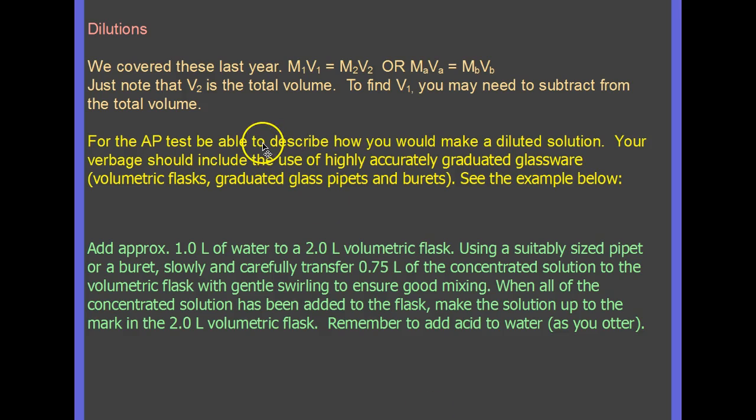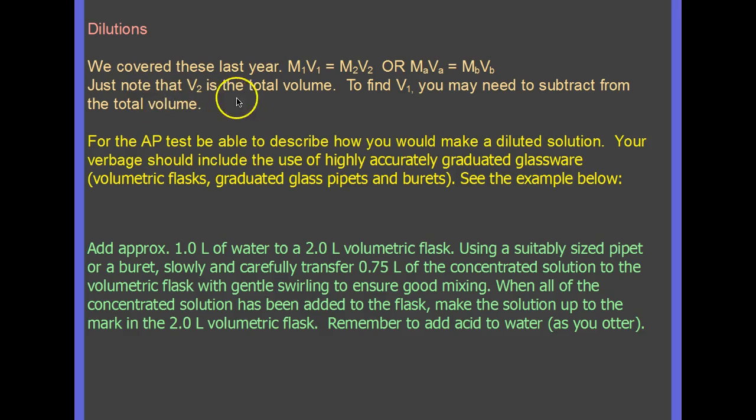Dilutions. We covered these last year if you were in first year chemistry. M1V1 is M2V2, or if you want to call it MAVA, meaning molarity of the acid times volume of the acid equals the molarity of the base times the volume of the base. The gist of it is the moles you had before equal the moles afterwards. It's just the concentration of the solution and the volume of it that change.